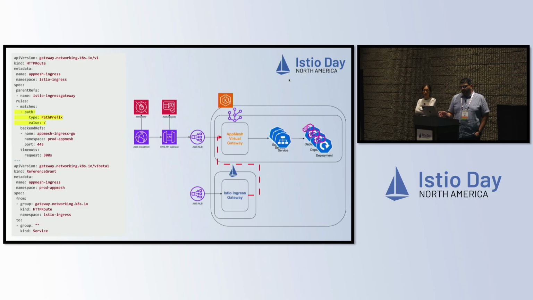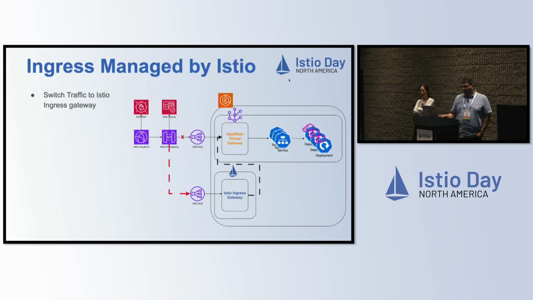And to create the default policy, this is an HTTPRoute object. And the highlighted lines display that we just created a path with a slash to match all the traffic. So after that, we switch the traffic to Istio by configuring the API gateway to forward the traffic to the NLB that serves the Istio Ingress gateway instead of the AppMesh virtual gateway.